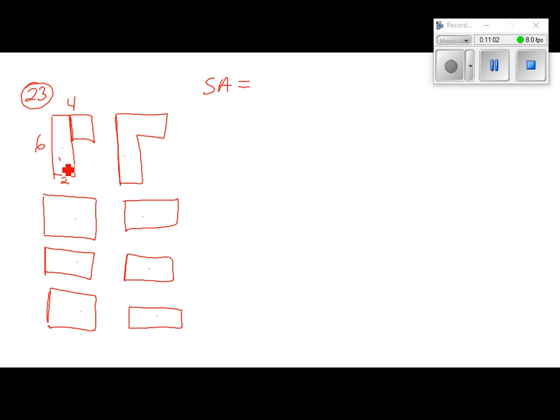So the area of this part on this side is 12. This one, it's not the 4. We know that this edge out front here is 2. If this part is 2 and this whole distance up here is 4, then that means that part's 2. So that makes that 4. So the area of this whole L is 16.